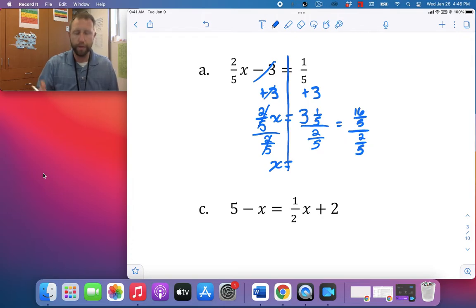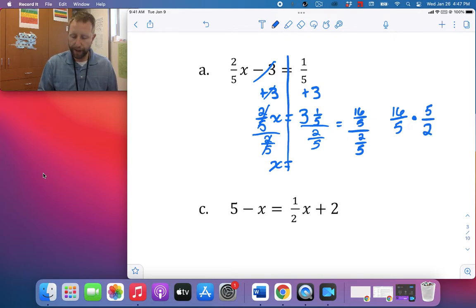Okay, well remember, when you're dividing by a fraction, you can keep, change, flip. Keep the first fraction the same, 16/5. Change the division to a multiplication, and then flip that bottom fraction, the 2/5. So now it's 5/2. And look what happens when we do that.